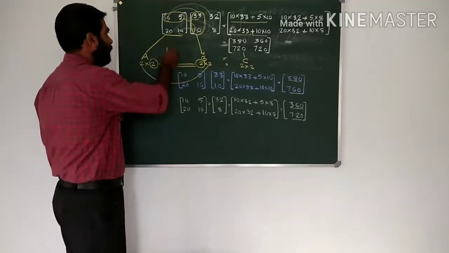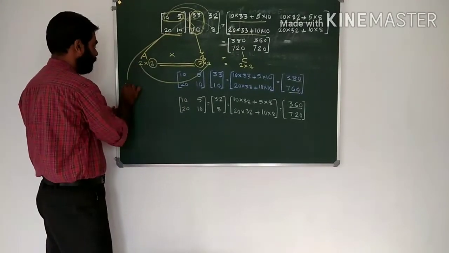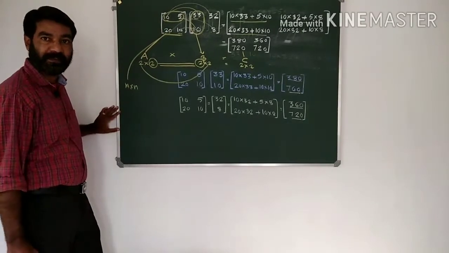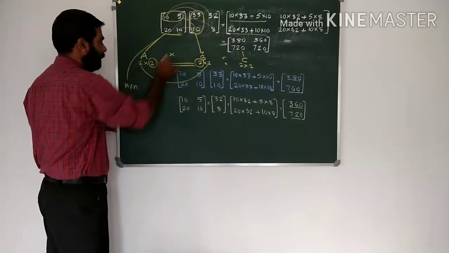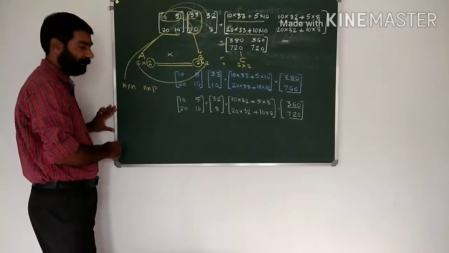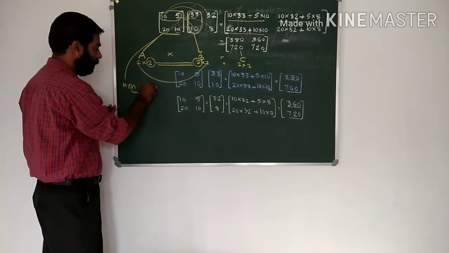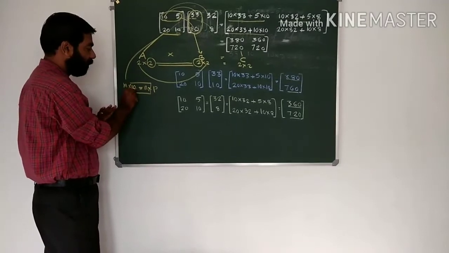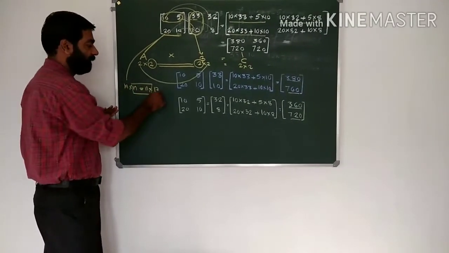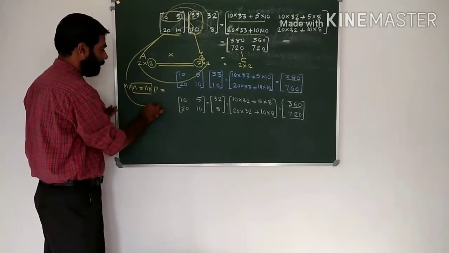So generally, if A is an M by N matrix, and B is an N by P matrix. See, here these two are equal. The number of columns of A is equal to the number of rows of B. Then the answer is an M by P matrix.